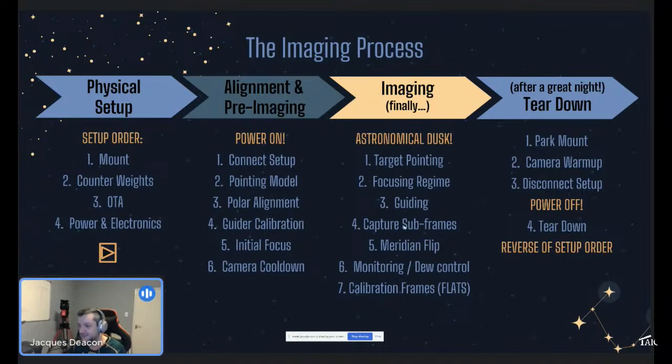Actual capturing of the subframes, so you want to know how long and at what binning modes and at what gain and offset if you have a CMOS. So you have to keep that in mind. Meridian flip, if you have an equatorial mount, how are you going to handle the meridian flip? Is your software going to do it for you? Must you do it physically? Keep that in mind. And then just how are you going to monitor everything?